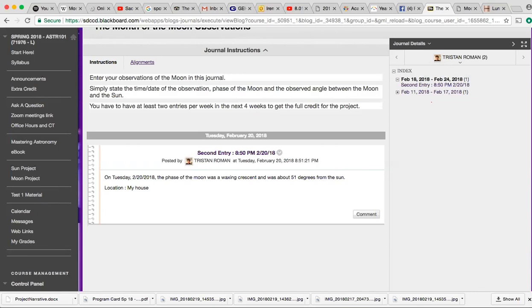So really, don't stress too much about the precision. Just try to go every few days and notice how much change there is between the sun and the moon, and then document that in your journal, and you should be fine.